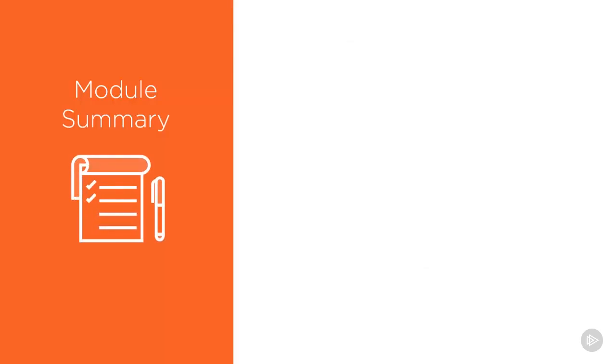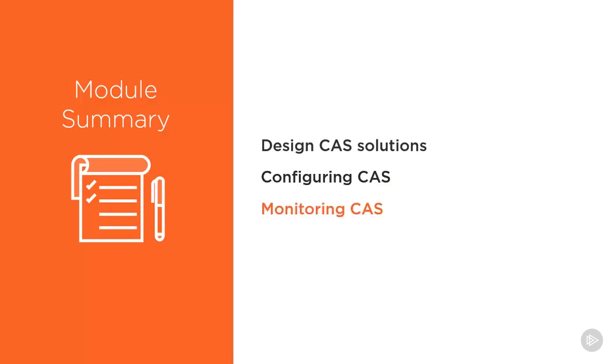So in our final module of the course, we looked at considerations for designing Cloud App Security solutions. We also reviewed configuration options, including policies and connected apps, when configuring Cloud App Security, and we looked at alerts and logs for monitoring CAS.